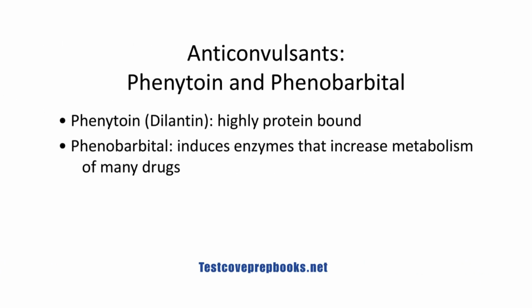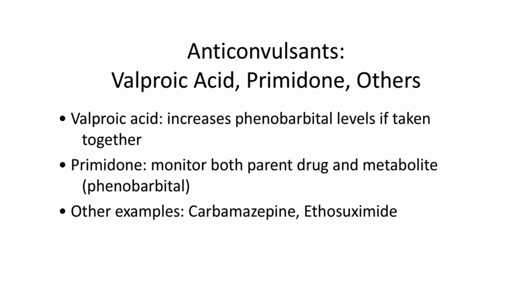Now let's look at anticonvulsants. Phenytoin, also known by the brand name Dilantin, is highly protein-bound, which influences its free concentration in the blood. Phenobarbital is another anticonvulsant that induces liver enzymes, thereby increasing the metabolism of many drugs. Valproic acid is important to remember because when combined with phenobarbital, it can increase phenobarbital levels. Primidone is another drug where both the parent compound and its metabolite, phenobarbital, should be measured. Finally, other notable anticonvulsants include carbamazepine and ethosuximide.